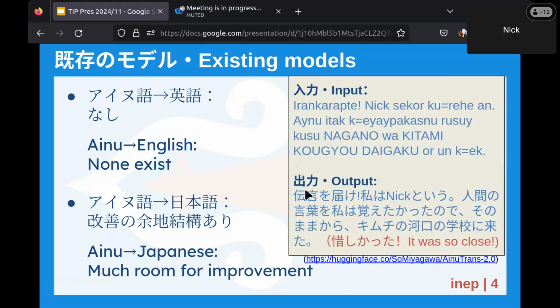Now, if we translate from the Latin representation, we end up with this interesting translation, which is a single word: I am Nick. I wanted to learn a human language. So I came as I was to the school of the mouth of the Kimchi River. Close.